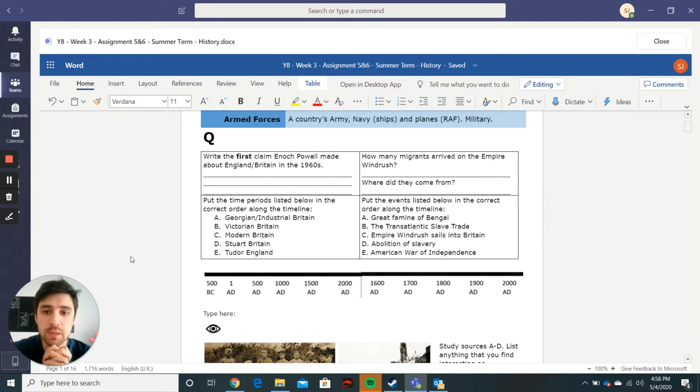So Georgian Britain or industrial Britain, well, the Georgians, those kings called George, ruled England from 1714 until the 1830s, 1833, I think George IV died. Victorian Britain is from 1837 to 1901. If you're wondering who was king in between, it was a man called William. Modern Britain, well, that's from 1901 to today, roughly. Stuart Britain, from 1603 until roughly 1714, and Tudor England from 1485 until 1603. Okay, those events in order.